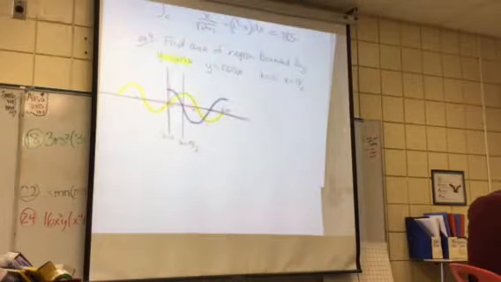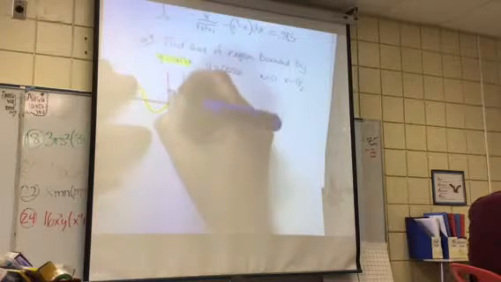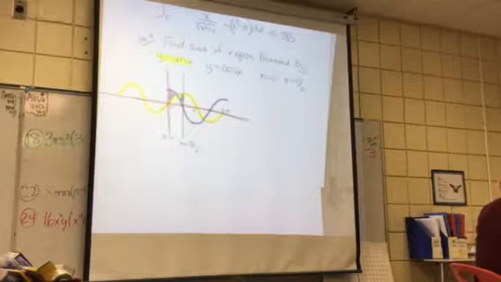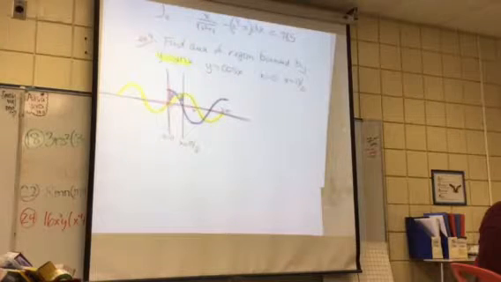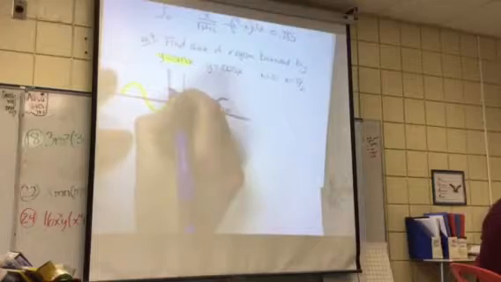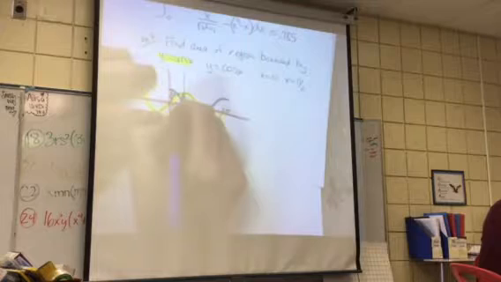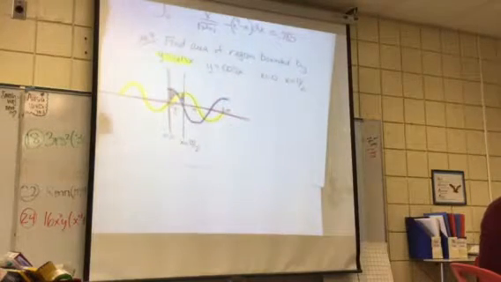Do you see that sometimes the blue curve is on top and sometimes the yellow curve is on top? So there are two different regions here. Is that intersection going to be pi over 4? What is cosine of pi over 4? Square root of 2 over 2. What is sine of pi over 4? Square root of 2 over 2. So they intersect right there at pi over 4.